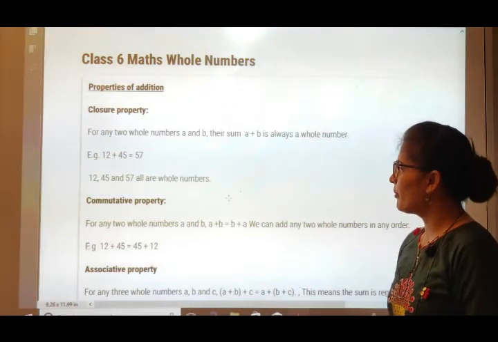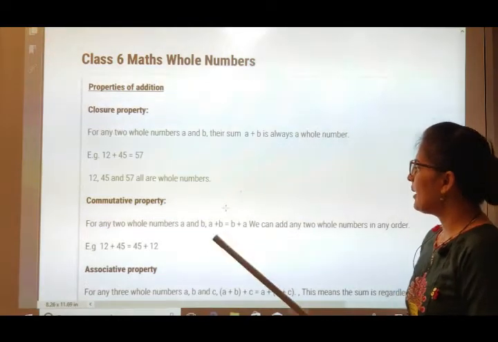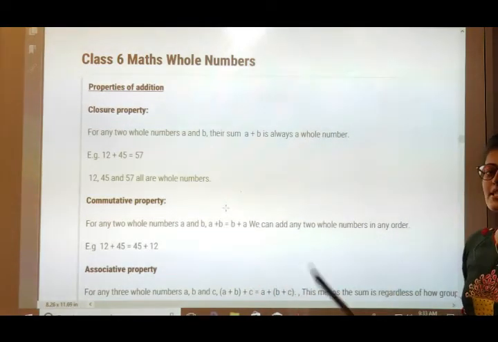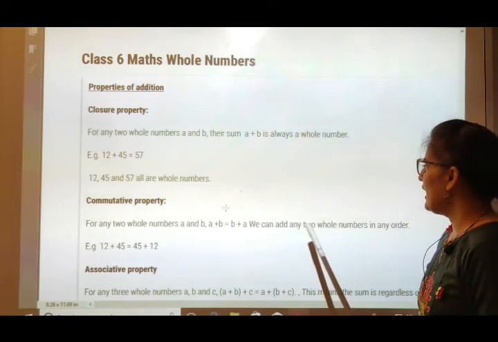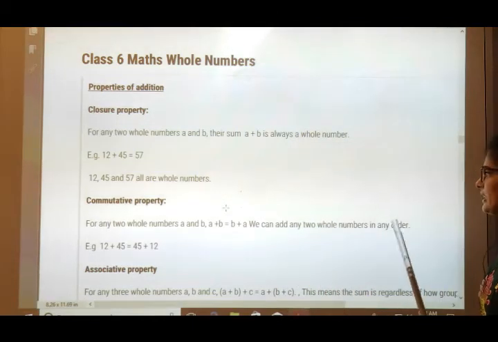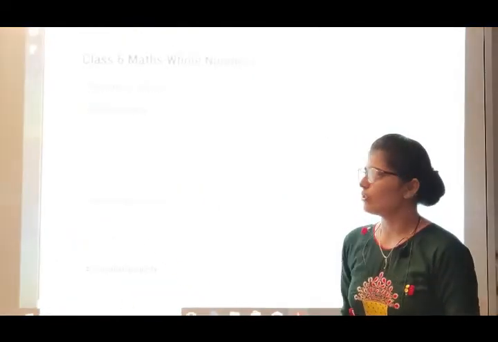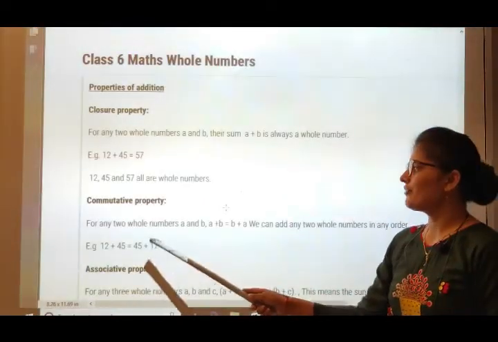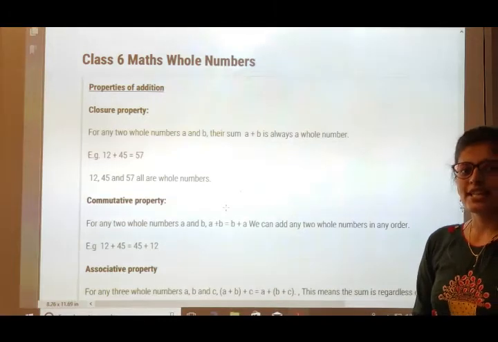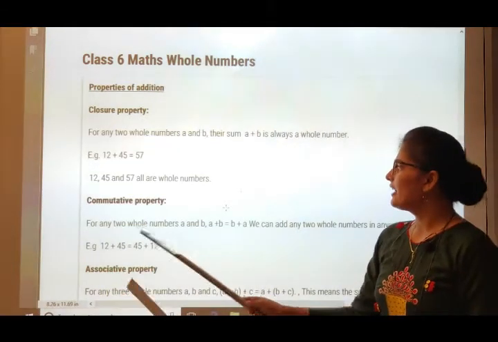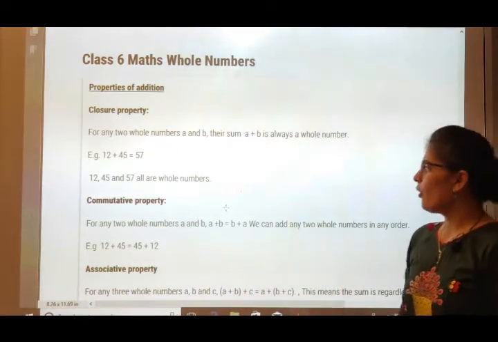Now commutative property. For any two whole numbers a and b, a plus b is equal to b plus a. We can add any two whole numbers in any order. Now you can see over here 12 plus 45 is 57 and 45 plus 12 is also 57. That means that we can add the numbers in any order.